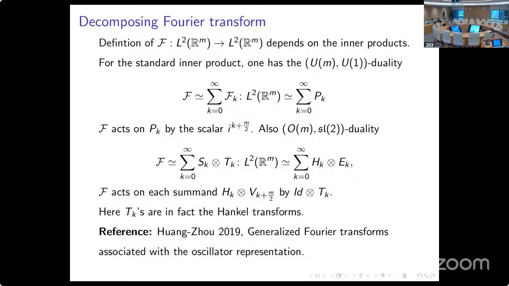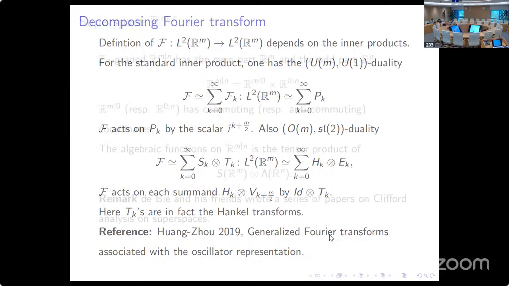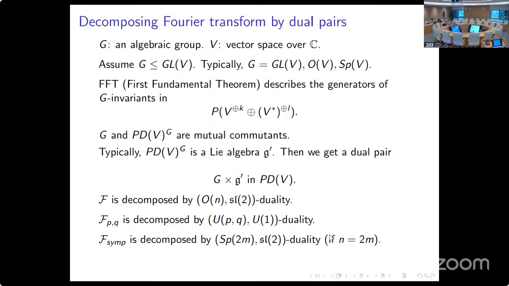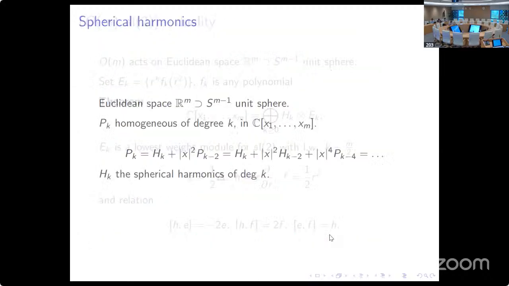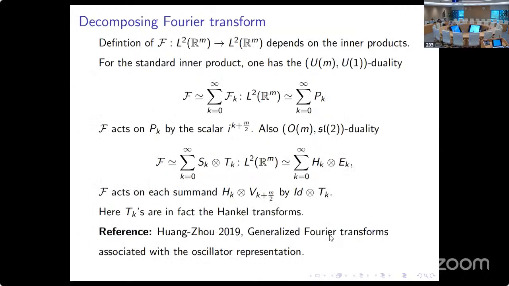For the U(p,q), the decomposition is more complicated. It's called a ladder representation. And the action is also given by the center of U(p,q). For the spherical harmonics, the decomposition is related to the so-called Hankel transform. So I will give you the reference, the paper by my former student. It's in the Journal of Fourier Analysis and Applications.